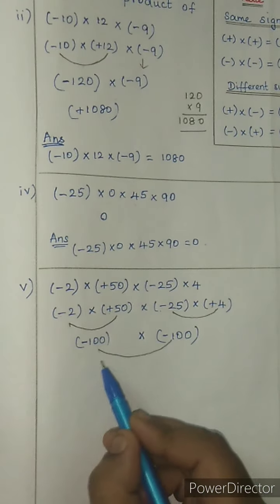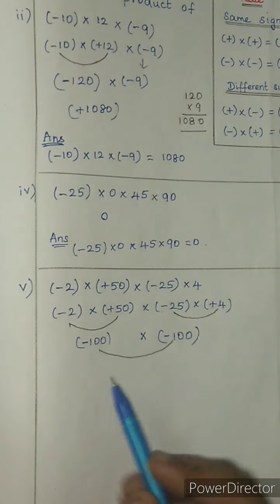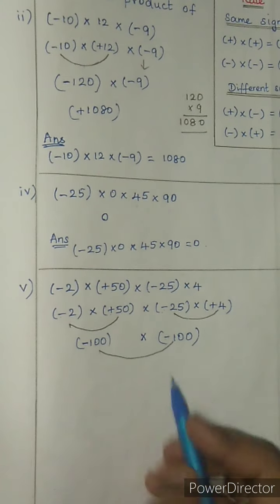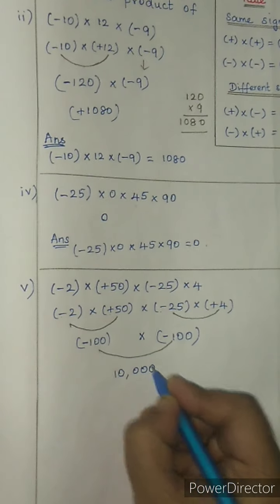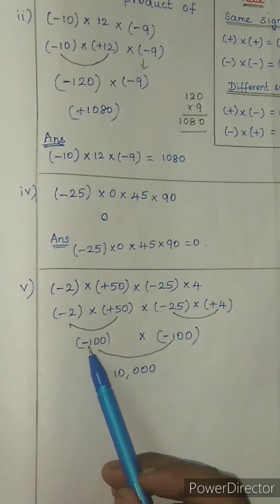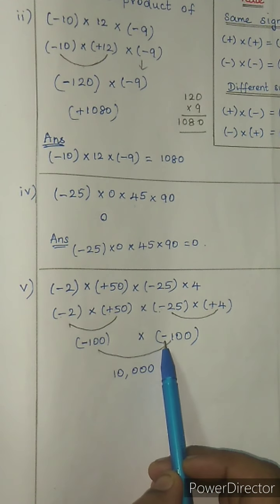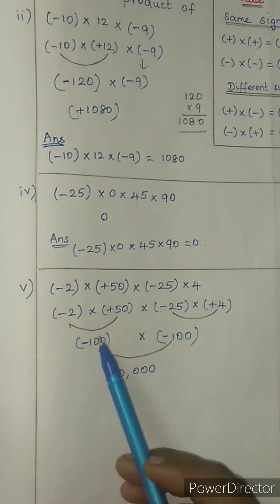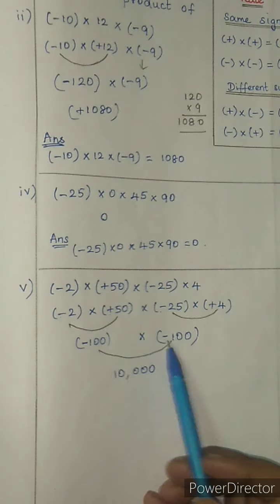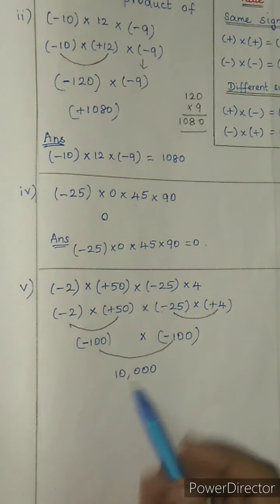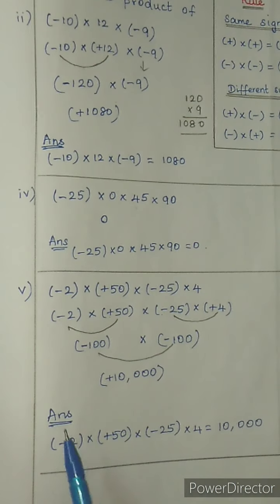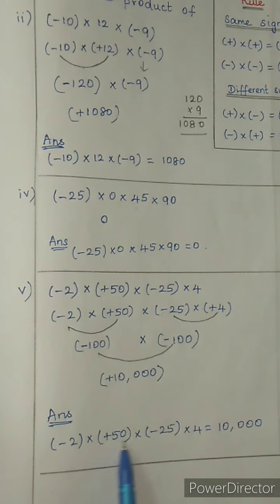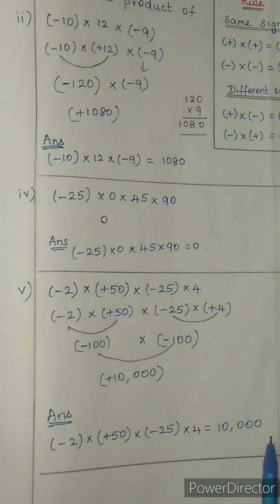Now let us multiply these two integers. 100 into 100, 10,000. Now see to the signs. Here it is negative and here also it is negative. So when we multiply two integers of same sign, their product remains positive. Answer, minus 2 into plus 50 into minus 25 into 4 is equal to 10,000.